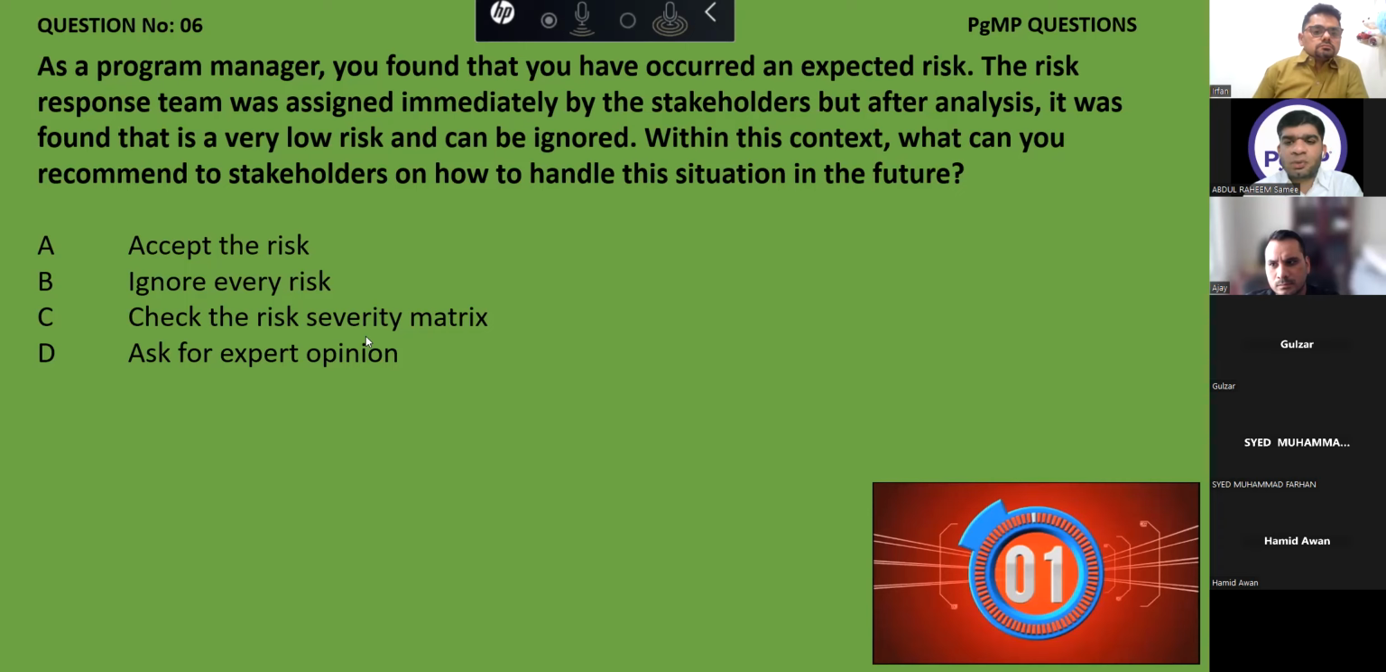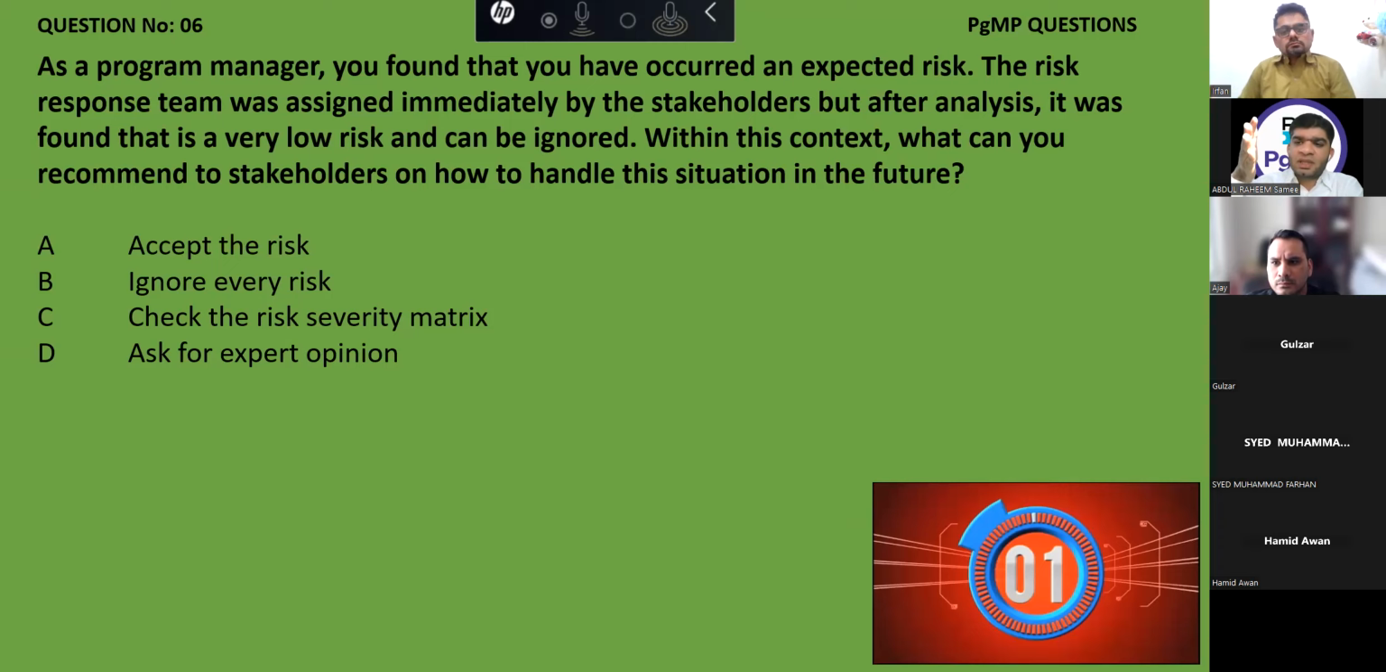Yes, this looks correct, because we have to gauge every risk that is occurring, and how much response is required for that particular risk. Ask for expert opinion. Yes, this is also correct, but it is a very general answer. So in this case, the correct answer is C, because what was the problem here? As soon as the risk occurred, we went for the risk response. We didn't do the analysis.